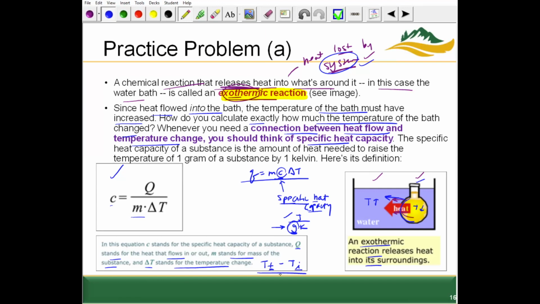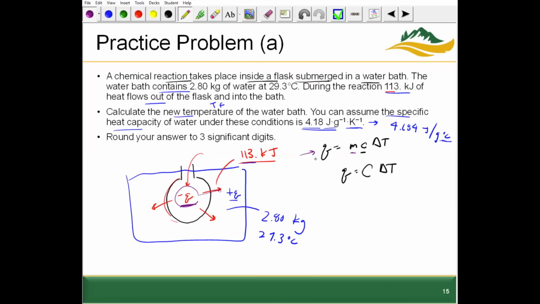So in solving these types of problems, we're going to think either heat capacity or specific heat capacity. Because we're given a mass amount of water and we know the specific heat capacity of water, we're going to think of this equation. Let's see what we know that we can plug in based on the information we're given. Well, here we have 2.80 kilograms. That's how much water surrounds it.